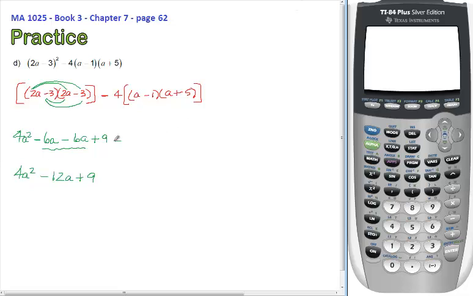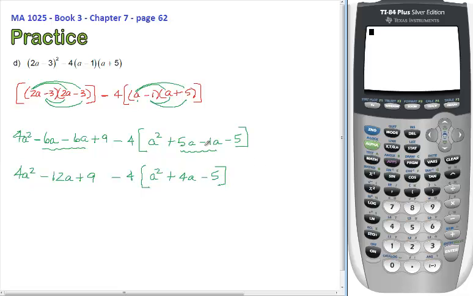Now if I go here, I do write minus 4, just leave the 4 in front till you expand and simplify inside. So I got a times a, which is a squared. Then a times 5, which is positive 5a, negative 1 times a, negative 1a, and negative 1 times positive 5, which is negative 5. And again, these two are like terms. So I'll leave the 4 in front. I got a squared. Now 5a subtract 1a is positive 4a, subtract 5. Now I can multiply in the 4.